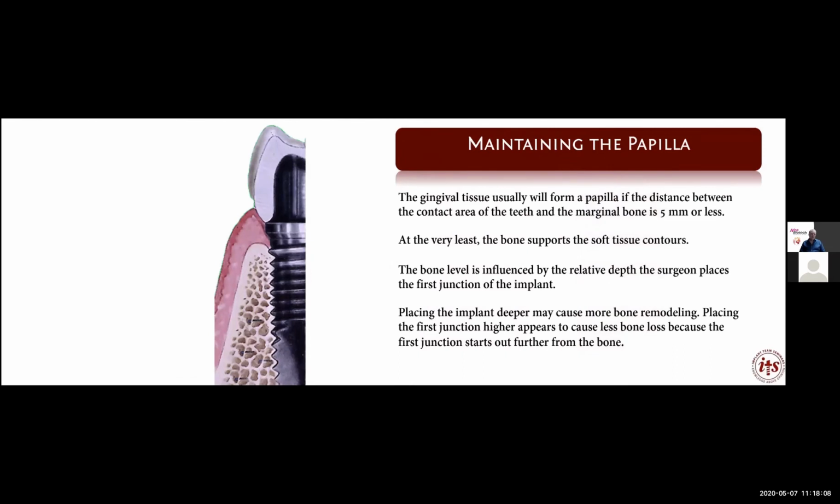So maintaining the papilla is also a very important concept in aesthetic restorations. Bone supports the soft tissue and has influence in maintaining the interdental papilla. The gingival tissue usually will form a papilla if the distance between the contact point of the teeth and the marginal bone is about 5 millimeters or less.